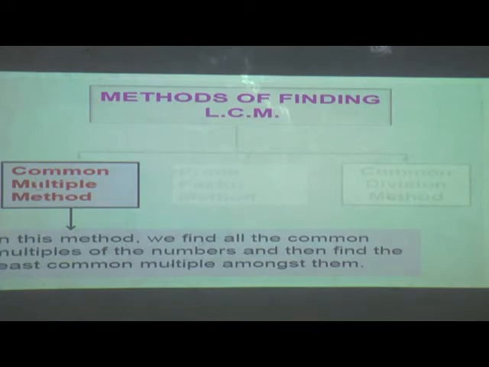First method, common multiple method. In this method we find all the common multiples of the numbers and then find the least common multiple amongst them. When two numbers are given, we find the multiples first, then the common multiples, then we find the least common multiple amongst them. So let us see this by example.